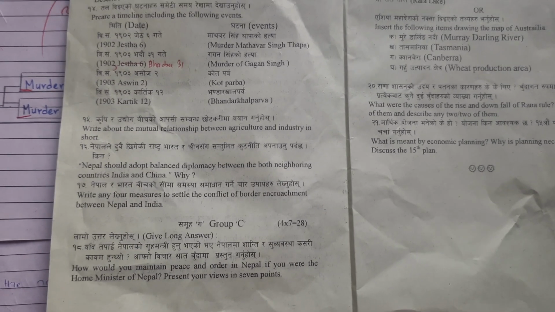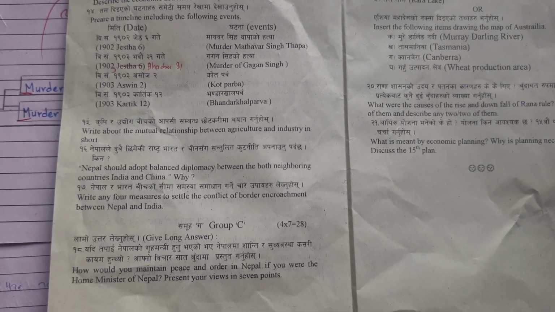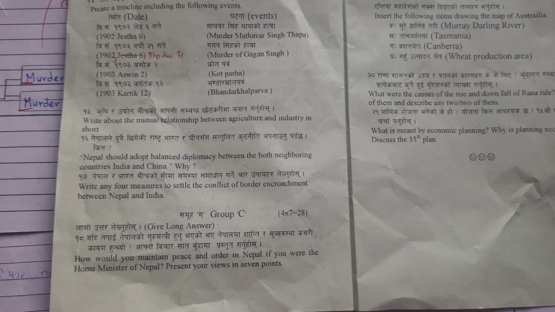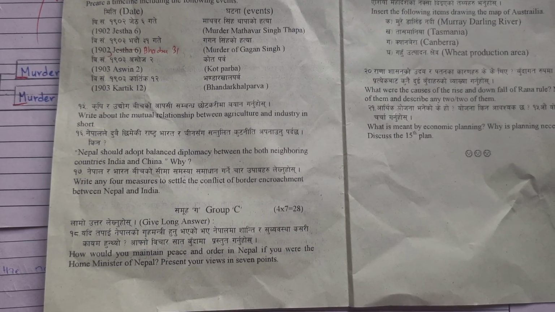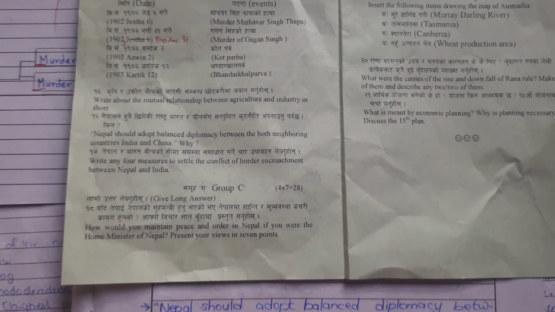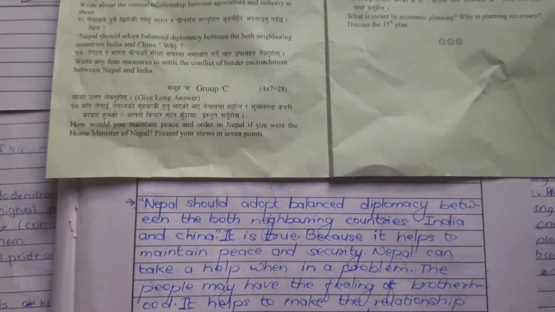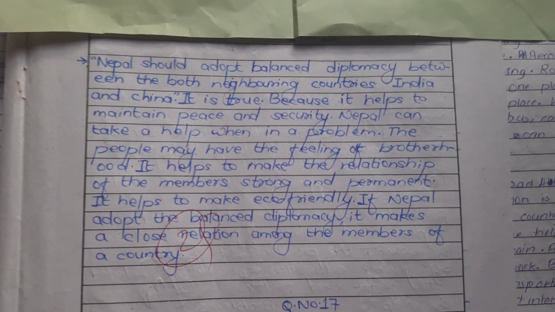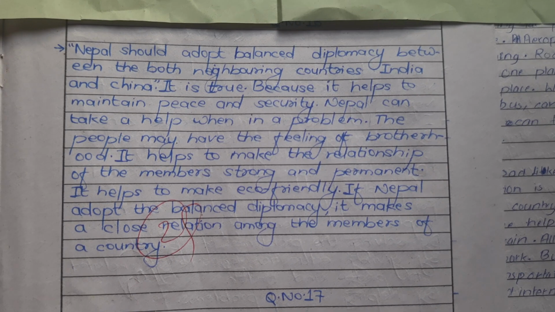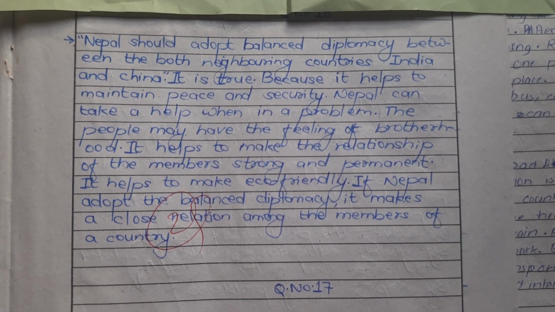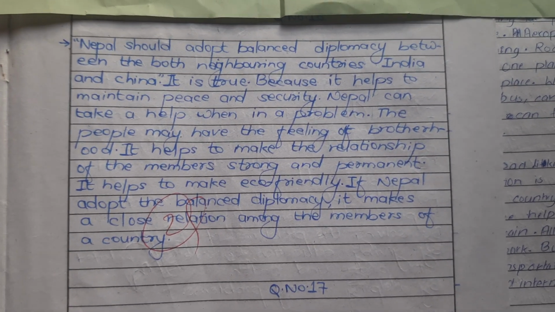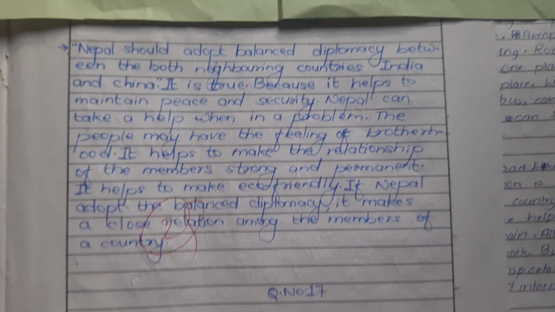Question number 16 is, Nepal should adopt balanced diplomacy between both neighboring countries India and China. Why? So definitely we need to write in a paragraph, but a student writes in this way, but the volume of this answer is not enough. That's why I gave only 2.5 marks.